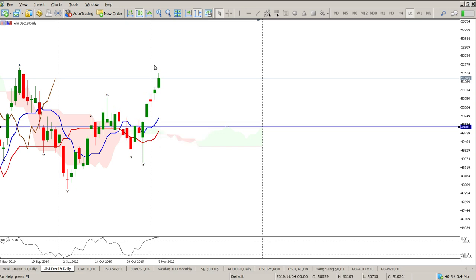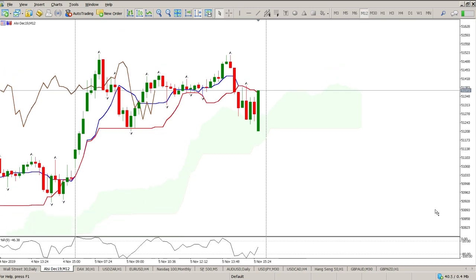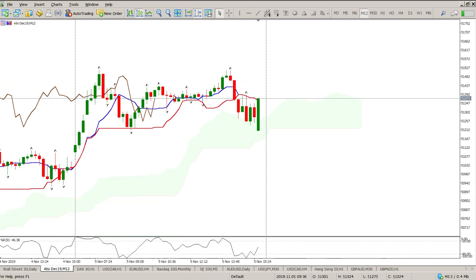Okay, so I want to see a pullback. I don't want to trade the short. I don't want to try ride a short to the downside because that'll be a counter trend. But what I do want is to see a decent pullback for an opportunity to get long. Okay, so that's pretty much what I'm waiting for. There are some short scalps on offer if we do break below.